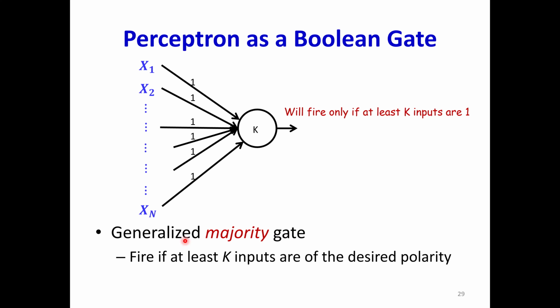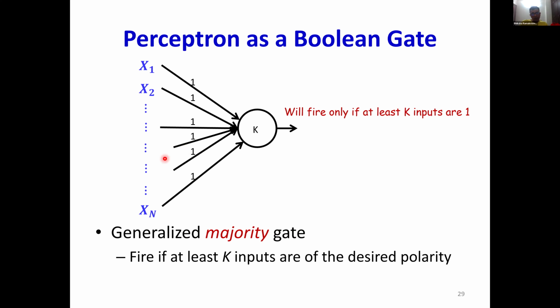If k or more are 1, it's going to fire. So this is a generalized majority gate. If k is n over 2, then it becomes a majority gate, right? So to build this simple operation using simple regular Boolean gates, if you want to build a majority network, it's going to be exponentially sized in the input. But that can be done using a single perceptron.